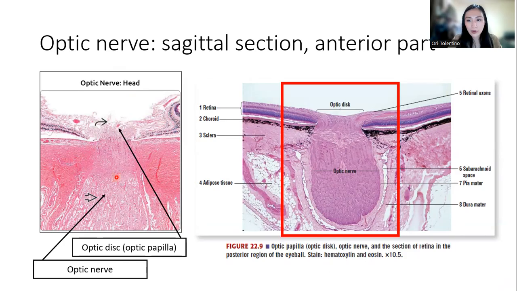So as it leaves the eyeball, in the orbit of the skull, it becomes surrounded by the three meninges. You can see the pia mater directly in contact with the optic nerve, the arachnoid and the subarachnoid space right here, and the dura mater, okay? The arachnoid is very hard to see. So it's usually just the pia and the dura mater, okay?